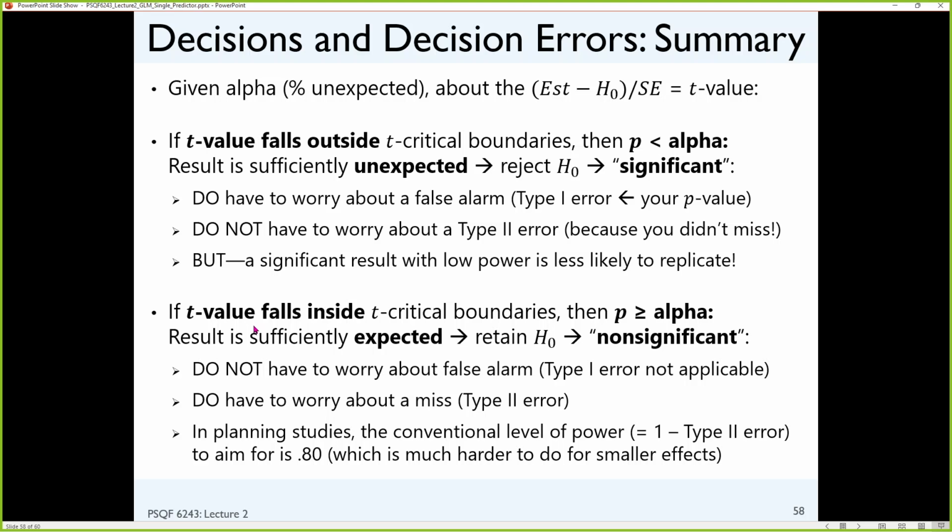The other situation is for a miss. So if t is inside the boundaries, in expected territory, your probability of finding that result is greater than the alpha level you set. I would say retain, because I'm out of room on the slide. Other people would say, do not reject. You can't say retain. Whatever. Just don't say accept the null. That's the one thing that we all agree on. You can't say that. But you can say it's non-significant. I don't have to worry about a type 1 error because I didn't say I found anything. I do have to worry about a type 2 error because I didn't find anything, and I could have missed it. Now, which is worse?